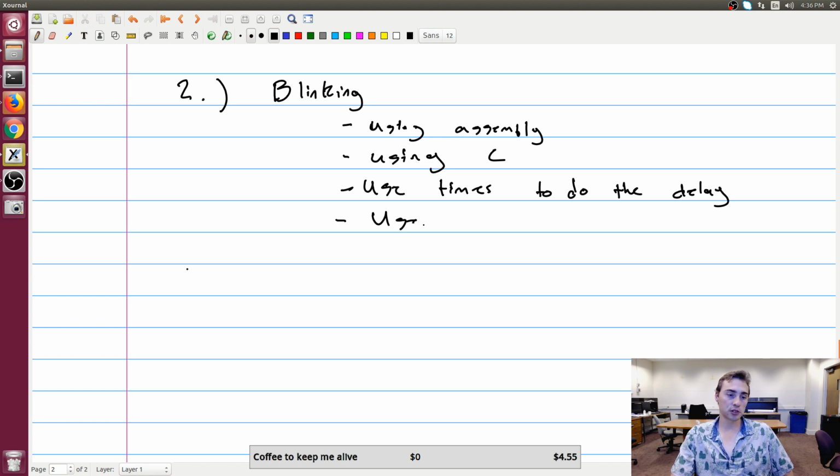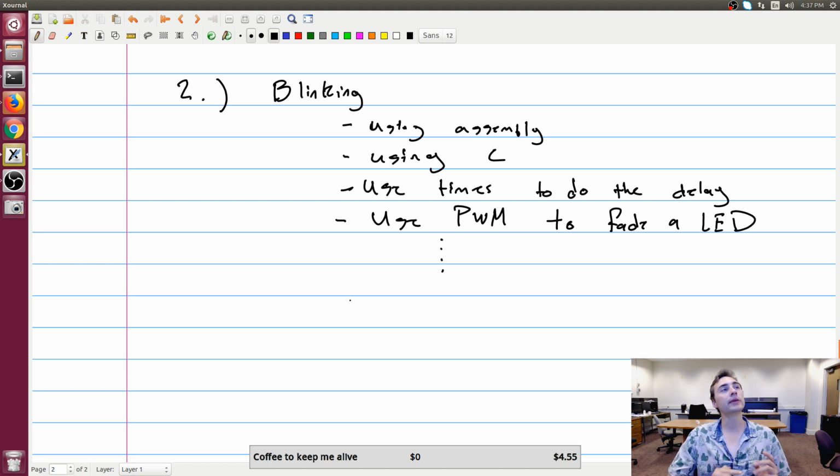Then use PWM, which is pulse width modulation, to fade an LED. And then you'll have some other things in here, like breadboards. The problem with this is that it's so far removed from anything that you would ever do in the real world. Are we just going to teach people how to blink LEDs as the first thing in a microcontroller course forever? It doesn't make sense. There has to be a better way.